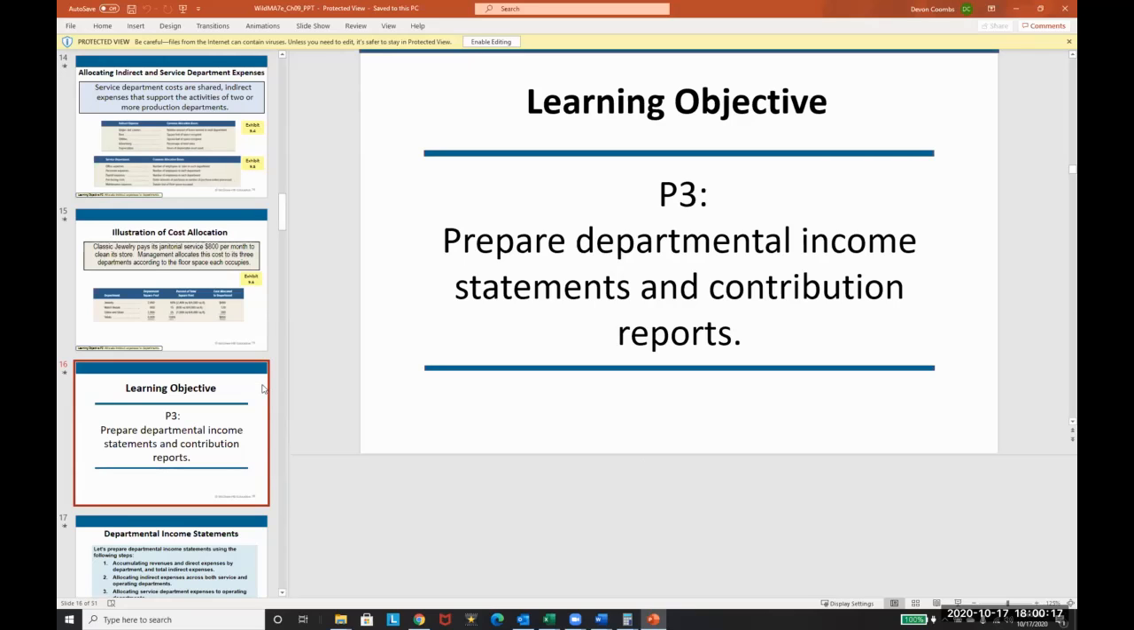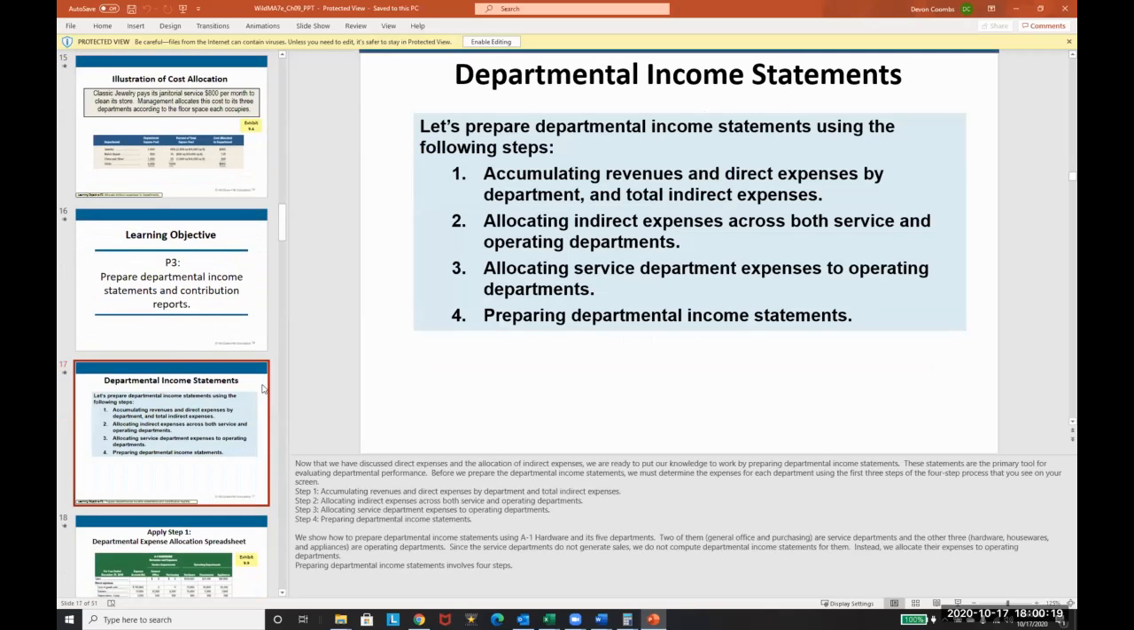Prepare departmental income statements and contribution reports. Again, just cumulative. We did the contribution margins for a whole company, now we're just going to do it for a department. The only difference here is that we have to allocate those indirect pieces, make sure that we are allocating correctly to the right department.